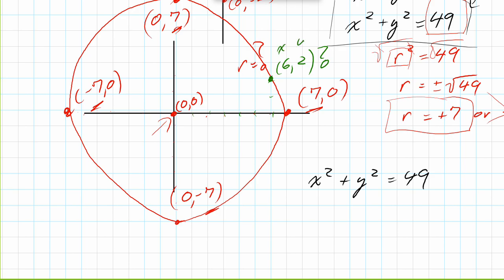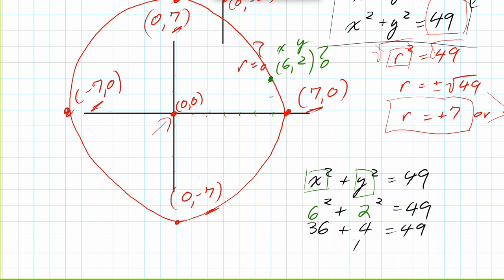Well, this represents an x and this represents a y. So what we can do is replace this x and this y with those values, and we got to see, does the left side equal the right side? So we'd get 6 squared plus 2 squared is equal to 49. Well, 6 squared is 36 plus 2 squared is 4, and when we do this, we end up with 40 is equal to 49. Is that true? No, that's not true. So because it's not true, that means 6, 2 is not on that circle.